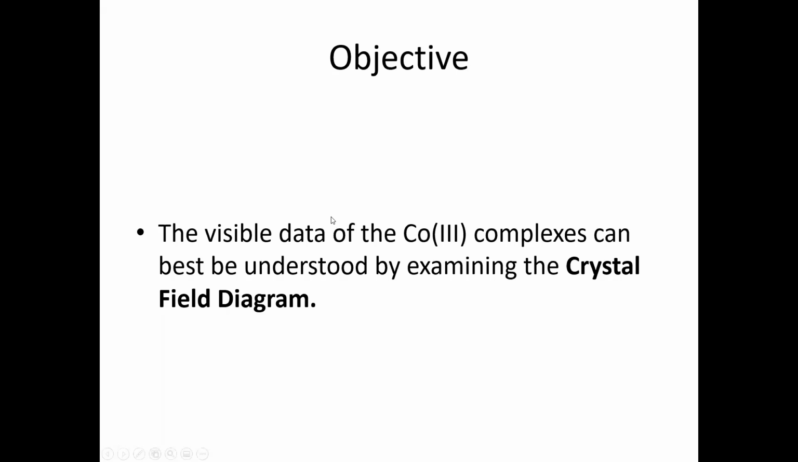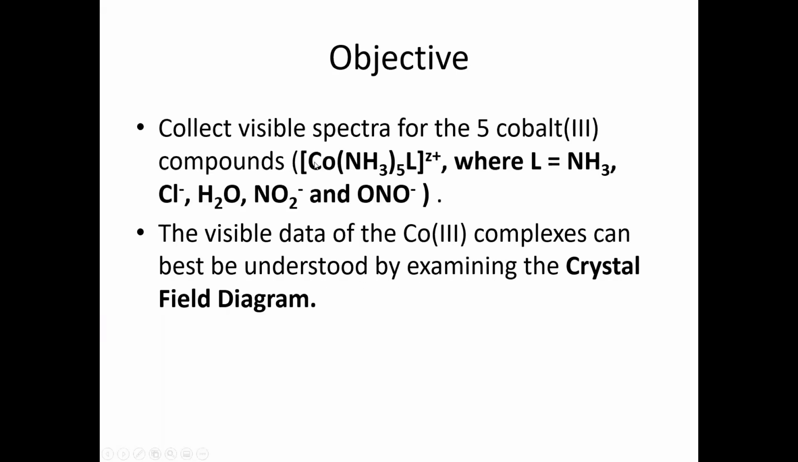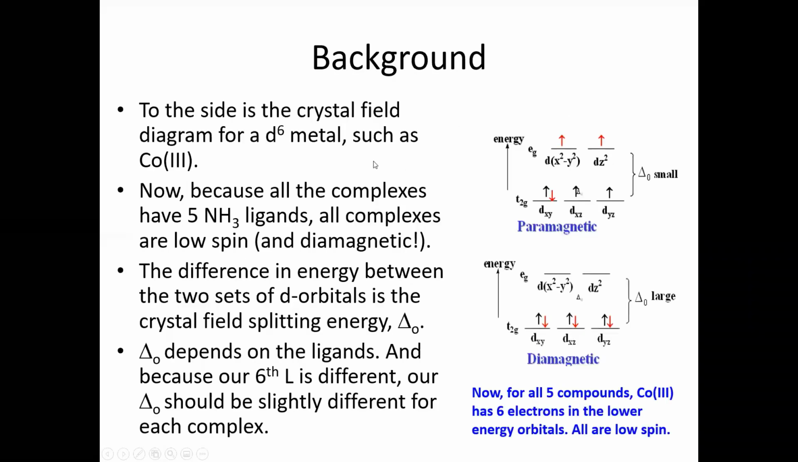So we will use the visible data of the cobalt-3 complex to understand its crystal field diagram. So we're going to collect all the visible spectra from all 5 cobalt-3 compounds. So this is a little background of the crystal field diagram, which you probably learned from the lecture.